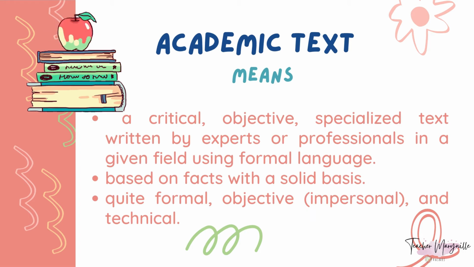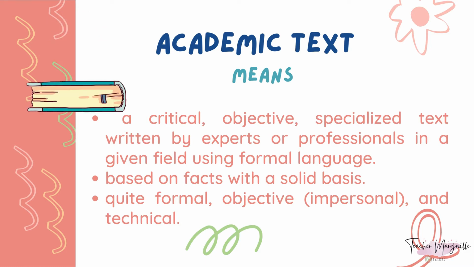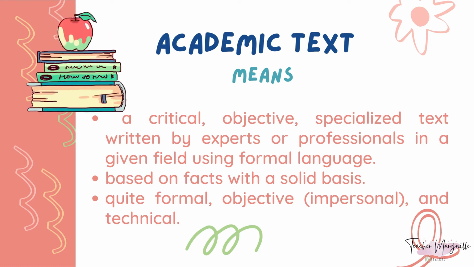So in general, an academic text is a critical, objective, specialized text written by experts or professionals in a given field using formal language. It is based on facts with solid evidence. It is quite formal, objective, and technical.